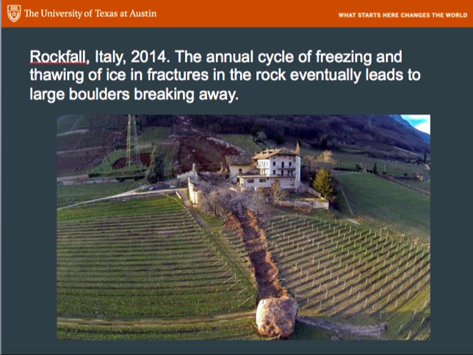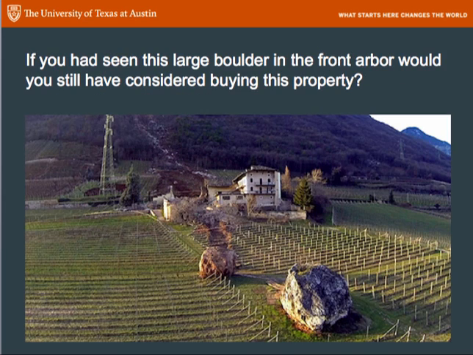And this rock fall from Italy in 2014. The annual cycle of freezing and thawing of ice in fractures in the rock on the cliff above the house eventually leads to large boulders breaking away. This boulder came down and actually crashed through the barn, missed the house proper, and fortunately nobody was hurt. But if the landowner had been paying attention, he should have known this was a hazard. Look at that great big boulder in the arbor. It's been there a long time.